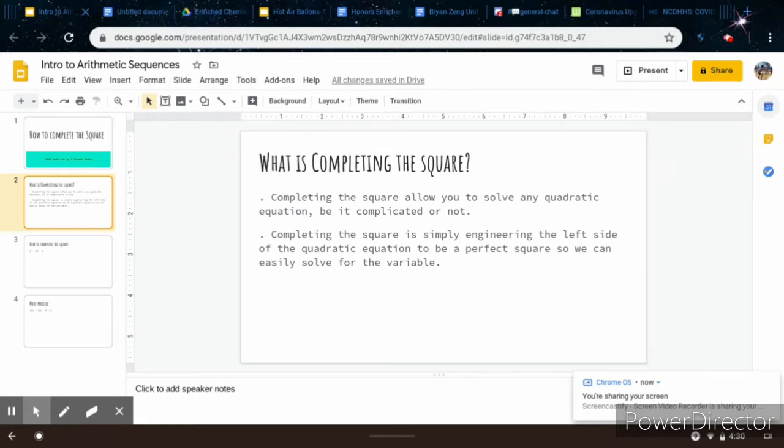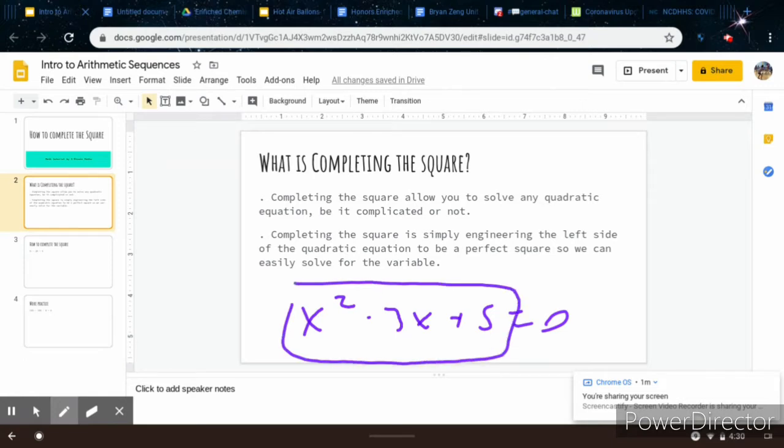For example, if we have a quadratic equation, this will be the left side. It'll just be simple, like x squared minus 3x plus 5 equals 0. If we know this left side is a perfect square, we can easily solve for x, right? So in completing the square, all we do is make this left side a perfect square.